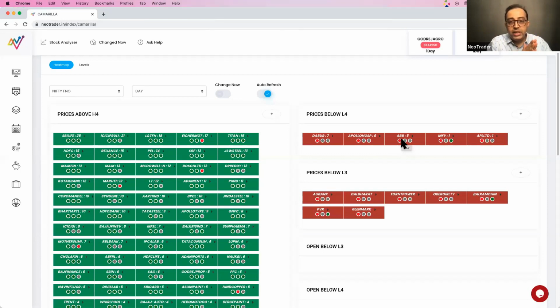Now, once the stock is identified, you want to know the trend in that stock. So how can you get a strongly uptrended stock, a stock in which all three dots are green? That means that it is positive across time frames. In the same way, if it is negative across time frames, it will be fully red in color.